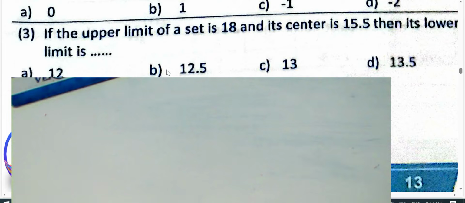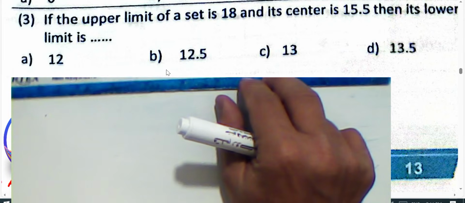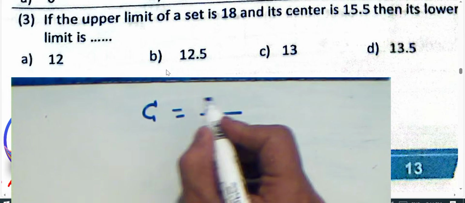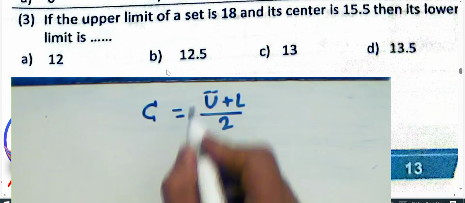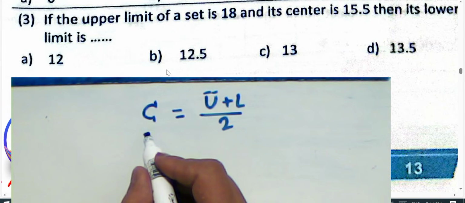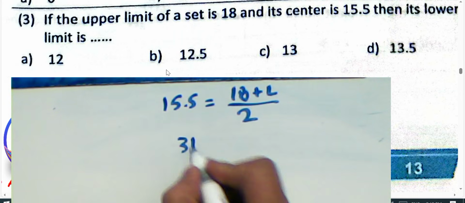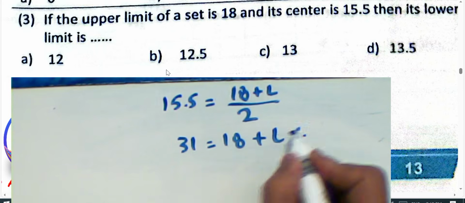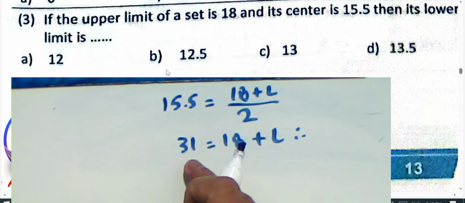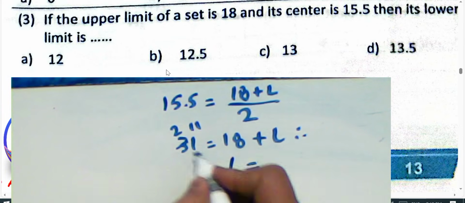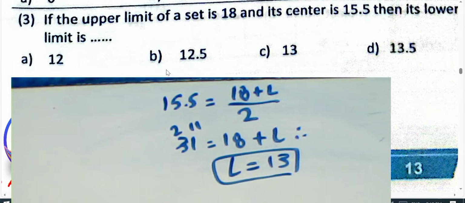Next question. Upper limit of this is 18 and center 15.5. Then its lower limit equal? We want to find the lower. So I have the center equal upper plus lower divided by 2. It's a rule. The center of the set was 15.5, 2 times 15.5 is 31, and then 31 equal 18 plus L. We can find the difference between 31 and 18. 11 minus 8 equal 3 and 2 minus 1 equal 1. Then the lower limit equal 13.